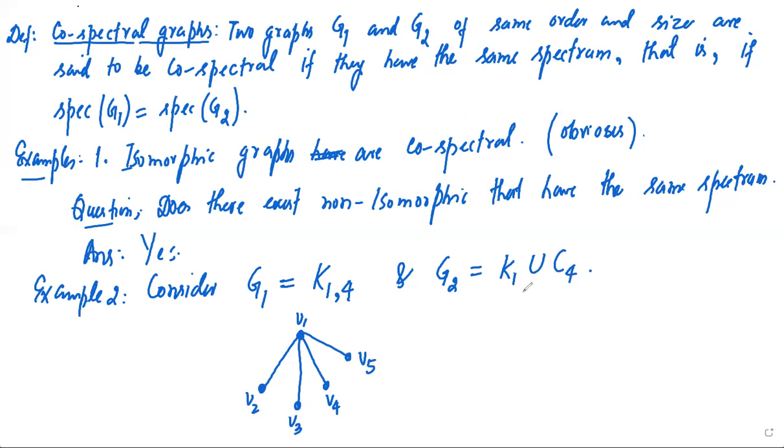Now here we have G2, which is K1 union C4. So this is the graph that has one vertex, say U1, and then we take its union with C4. C4 is a cycle on 4 vertices, so it is a graph of this form. Let's call these vertices U2, U3, U4, and U5. Now clearly we can see that these are two non-isomorphic graphs. Now we will compute the spectrum of these two graphs, and we will show that they have the same spectrum, and so they are co-spectral.